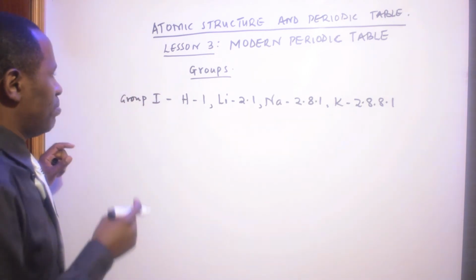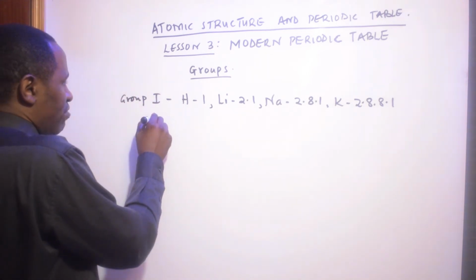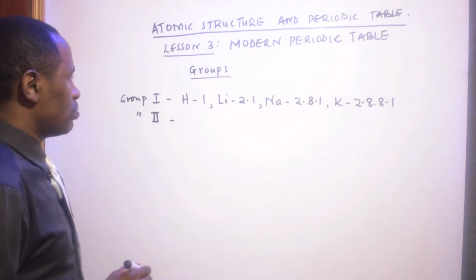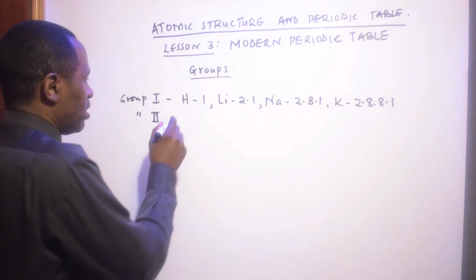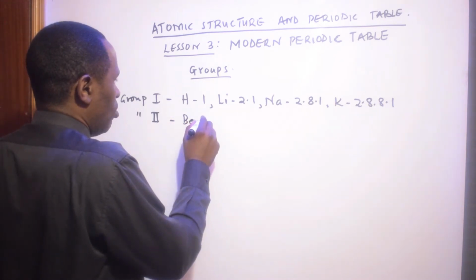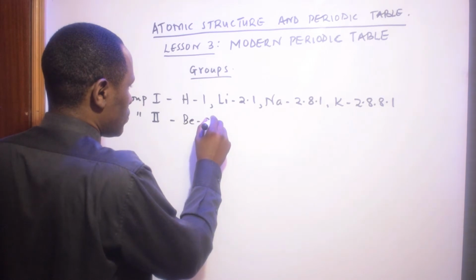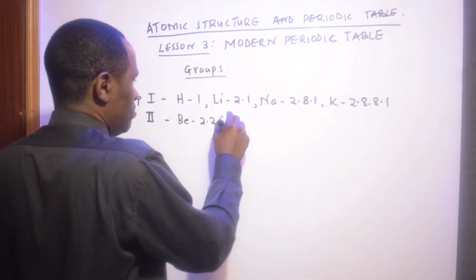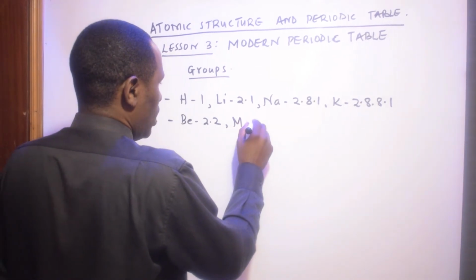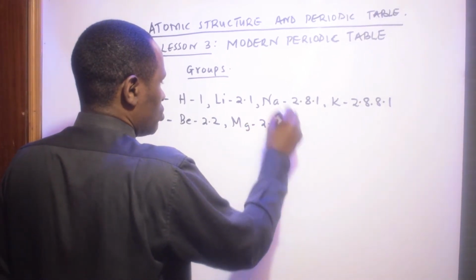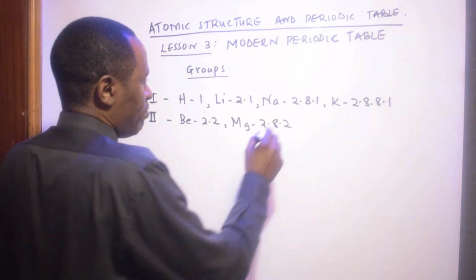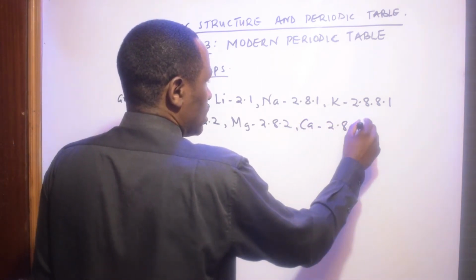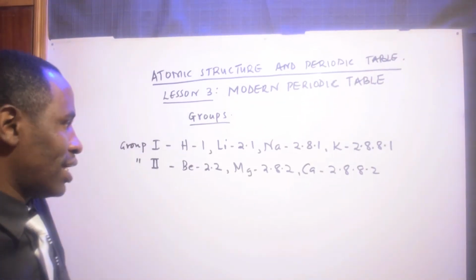Now, I want us to think about this. For comparison, we can have group 2. In group 2, we have beryllium with 2,2, atomic number 4. We have magnesium with 2,8,2, atomic number 12. And finally, we have calcium with 2,8,8,2, which is atomic number 20.